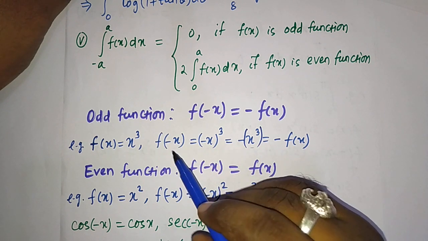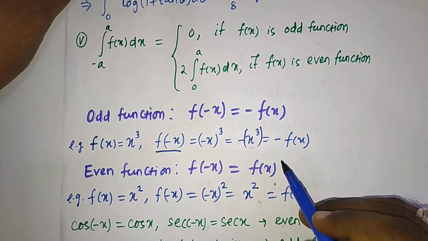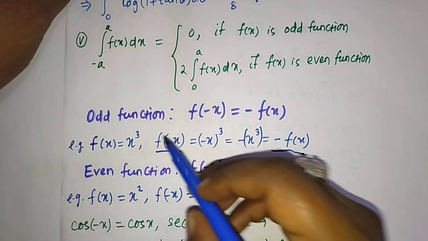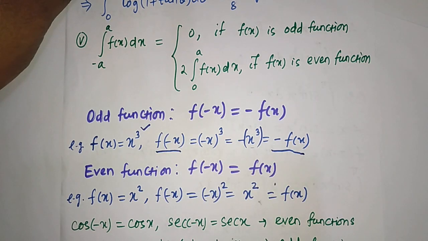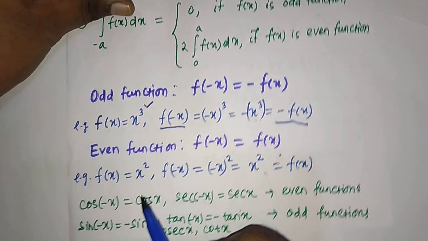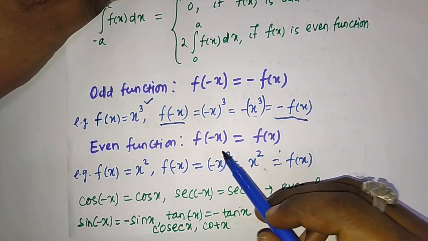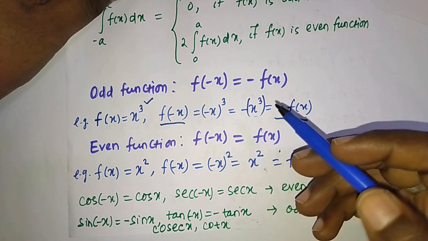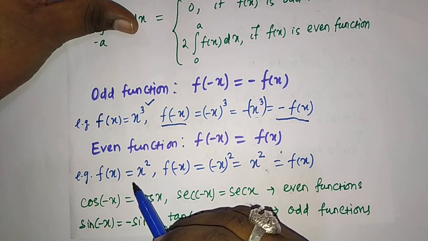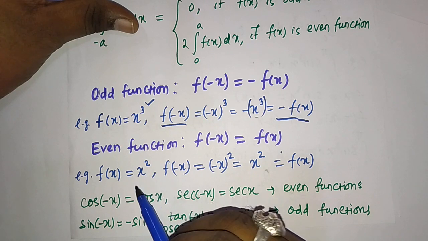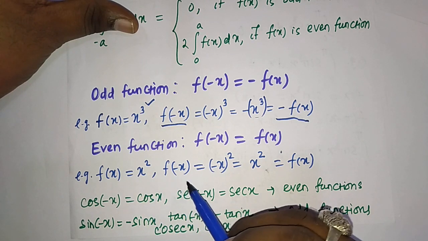So here you have got f of minus x is equal to minus f of x, so x cube is an odd function. Similarly for an even function, here is the property: if f of minus x is f of x, then it is an even function. Here I have taken one example, x square, and find here f of minus x.